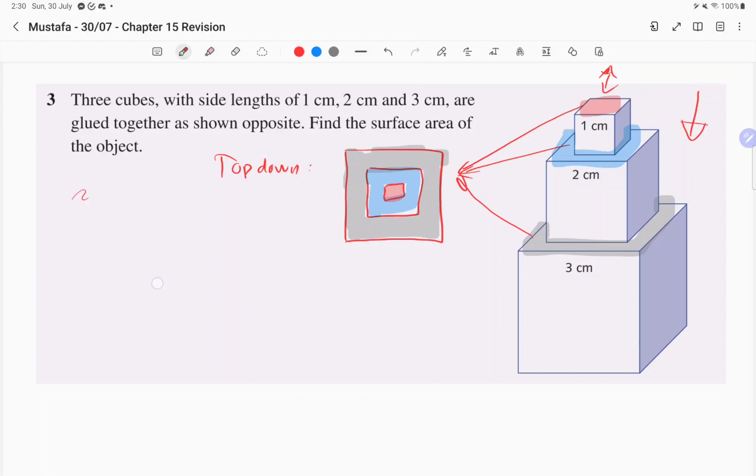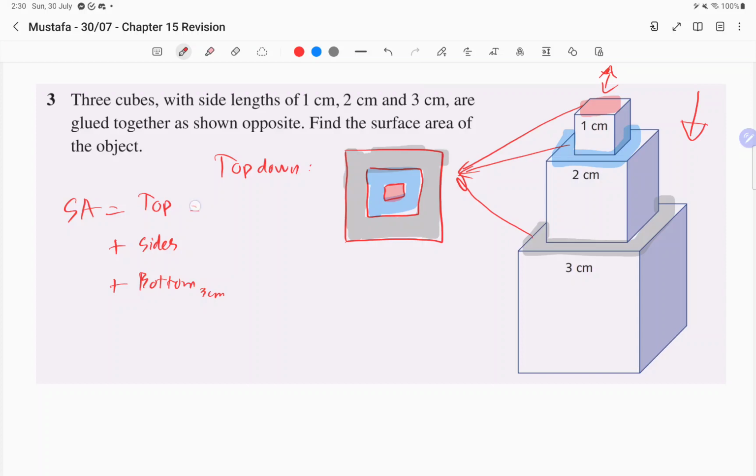Which means you can cheat a little bit. So the surface area, instead of having to do the blue one minus the red one and then plus the red one, it's the same thing. It would just be the top surfaces, plus all the sides, plus the bottom of the large 3 centimeter one, because the other two bottoms you can't see. Does that make sense?